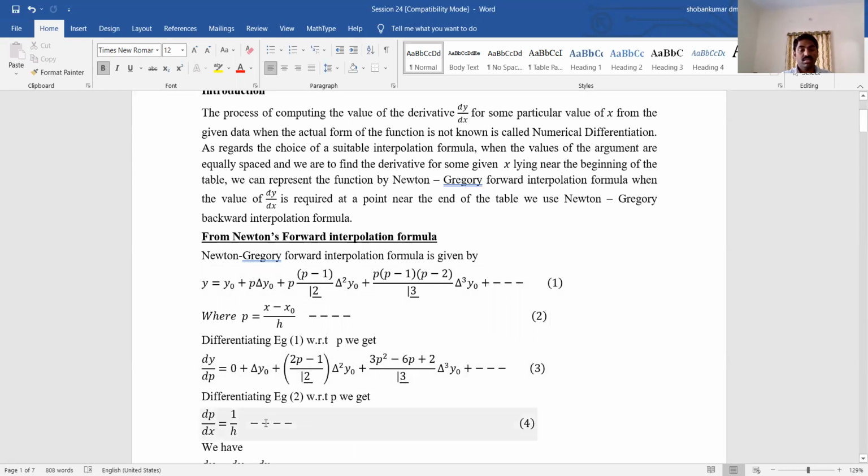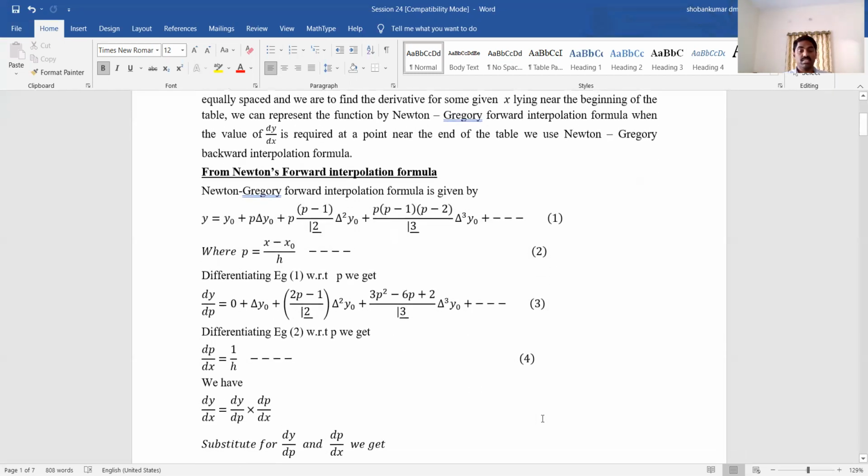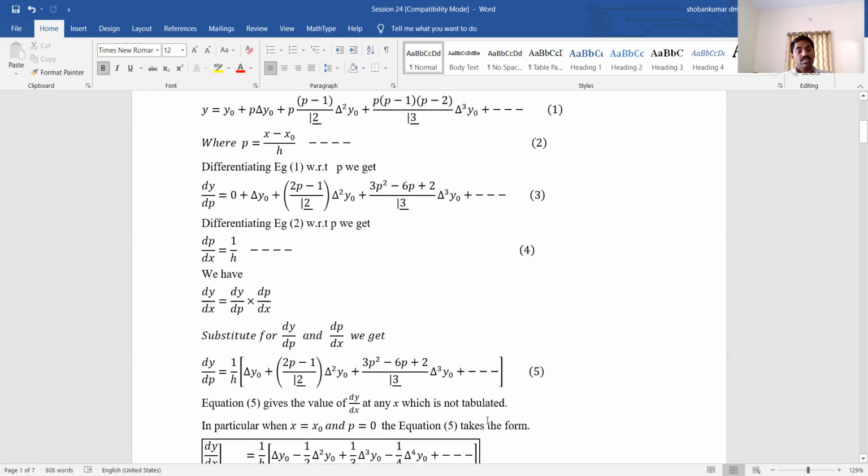Call it as 3. Now differentiating 2 with respect to x, we get dp by dx is equal to 1 by h, because here x naught is a numerical value, constant. Here dx by dx is 1, 1 minus 0 by h, it becomes 1 by h. Call it as 4. We have dy by dx is equal to dy by dp into dp by dx.